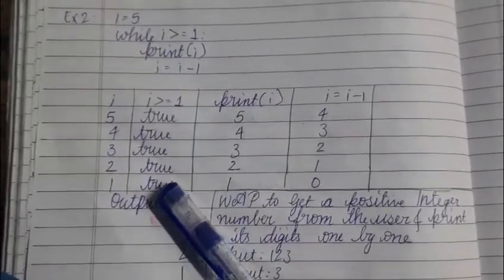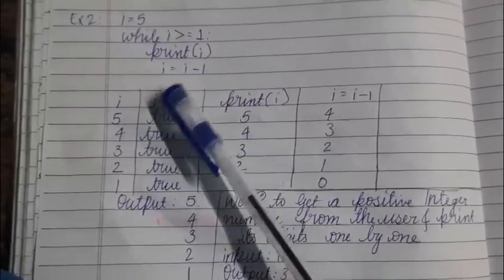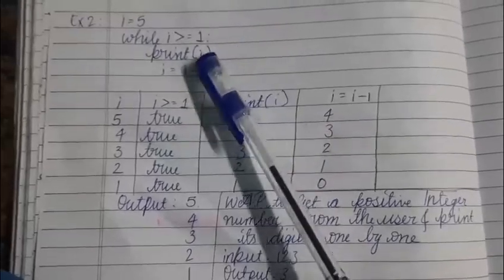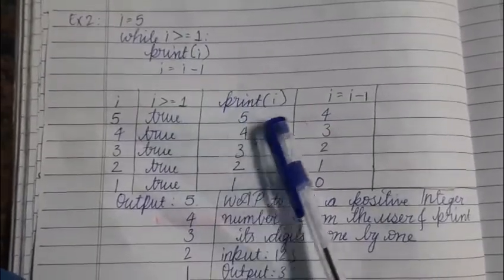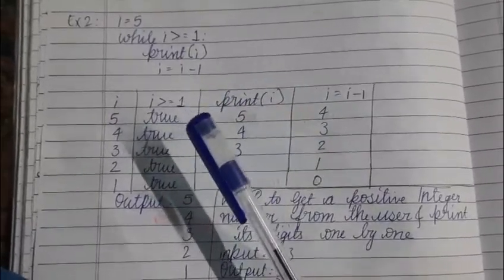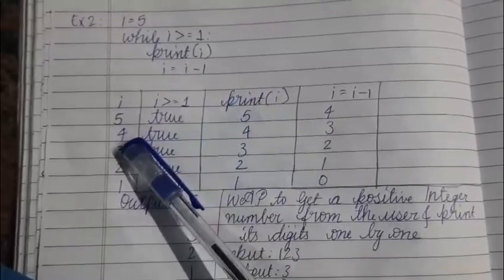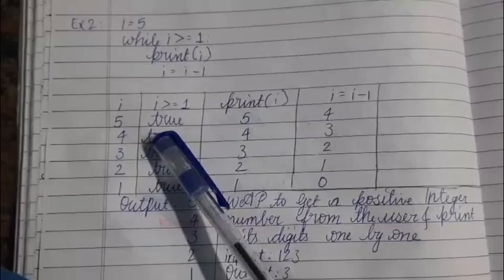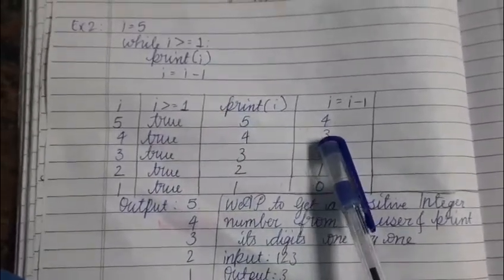So in the first iteration the condition is checked and 5 is greater than 1, so the condition becomes true and we go inside and print I, which is 5, and then decrement I, which will make it 4. And in the second iteration, the condition is checked and 4 is greater than 1, so the condition is true and we go inside, print I, which is 4, and decrement I by 1, which will make it 3.